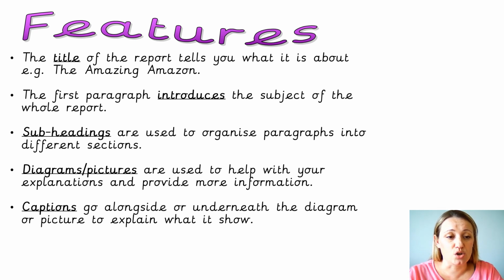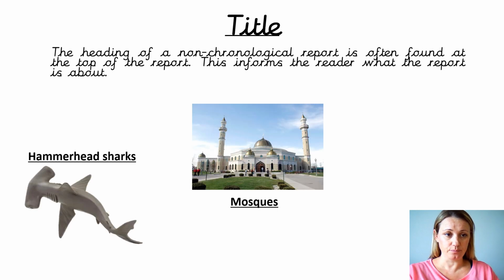Also along those lines are the subheadings. They might only want to find out one particular thing about it, so they might want to know about the length of the Amazon River. So they might not need to read all the information to find what they need. If they've got those subheadings there, they can just go straight to that section and read what they need. And then there are diagrams and pictures that are used to help with your explanations and provide more information. And then finally, we have captions which go alongside or underneath the diagram or pictures to explain a little bit more. Okay? So let's just look at each of them in more detail then.